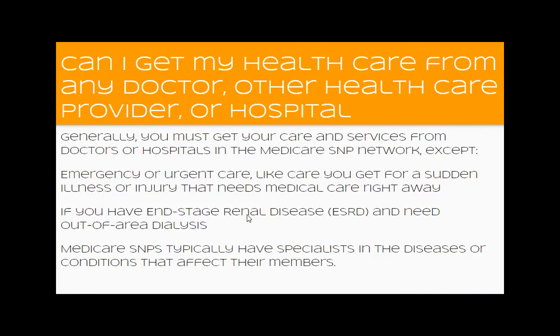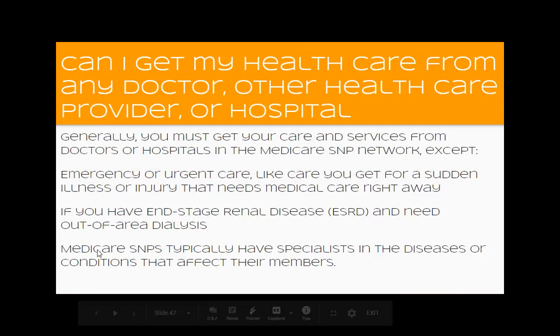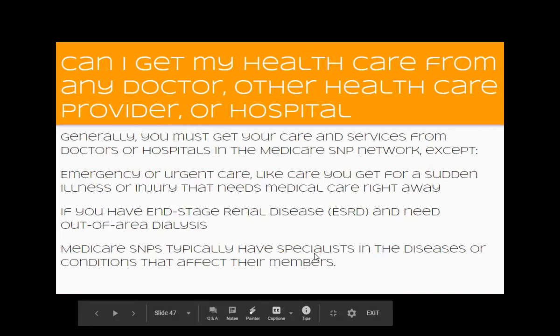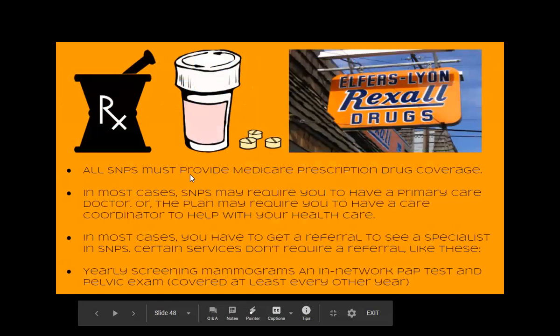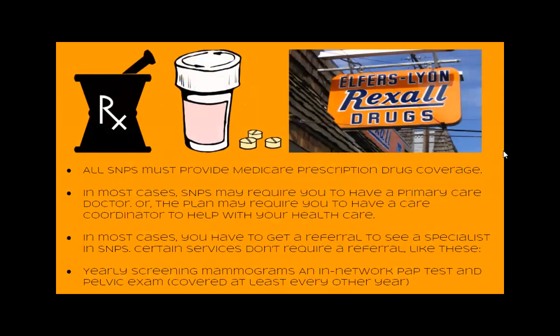If you have end stage renal disease or ESRD and need out of area dialysis, Medicare SNPs typically have specialists in the diseases or conditions that affect their members. All SNPs must provide Medicare prescription drug coverage. So with those plans, you don't have to worry about whether they're going to have a separate drug plan. These plans automatically come with prescription drug coverage. So they try to take care of their members who have disabilities.